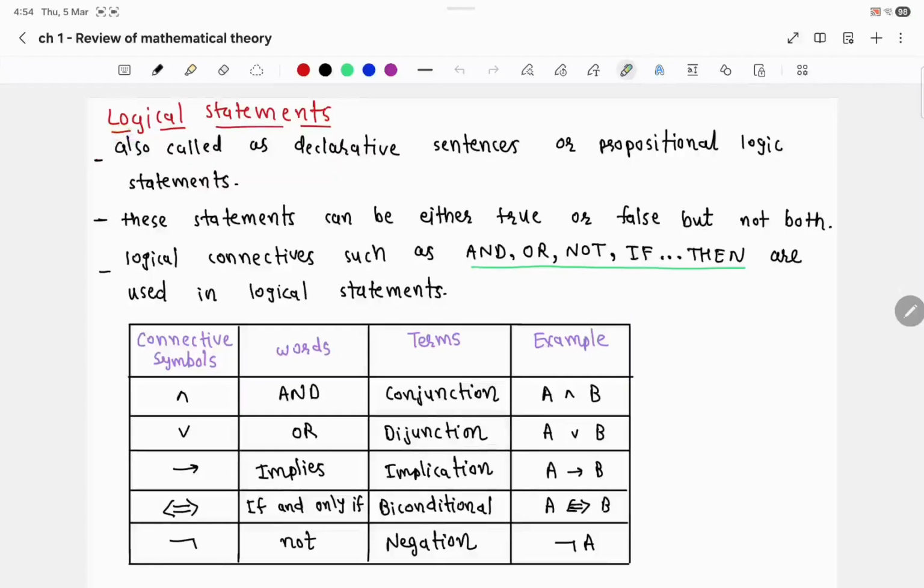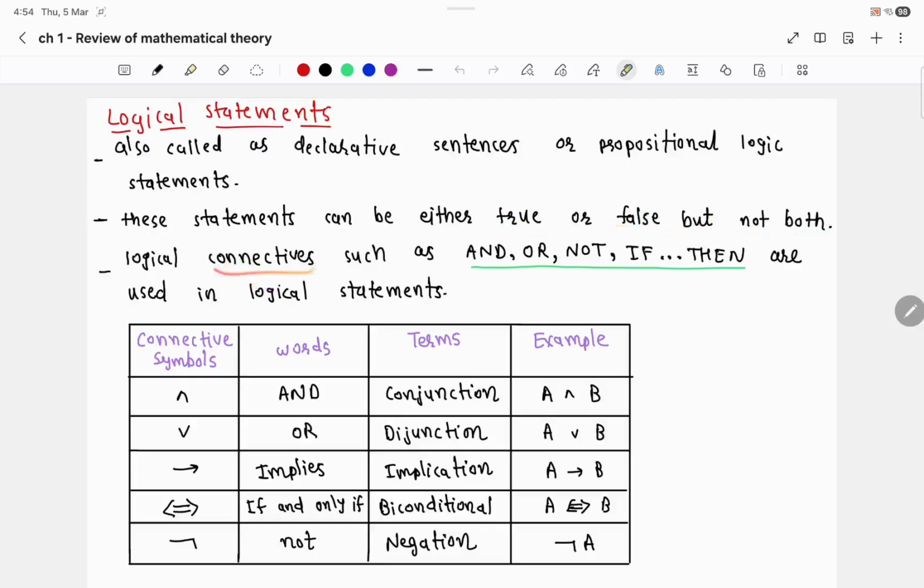Now we will see about logical statements. Logical statements are the statements which give answers in 0 or 1, true or false. They are also called declarative sentences or propositional logical statements. These statements can be either true or false, but not both.